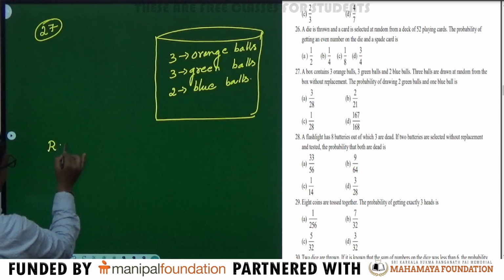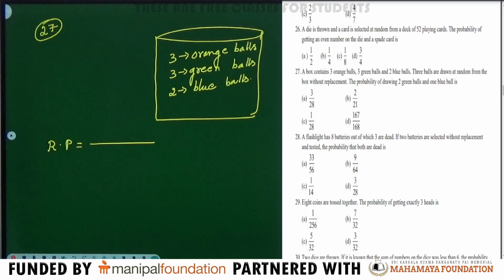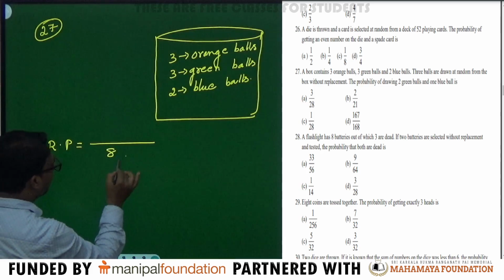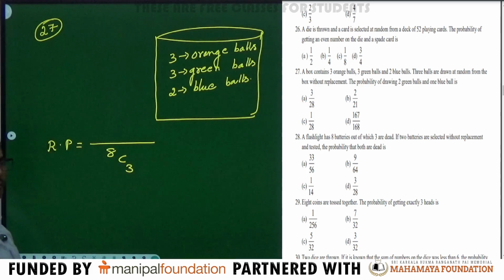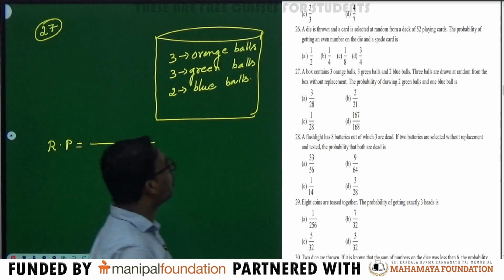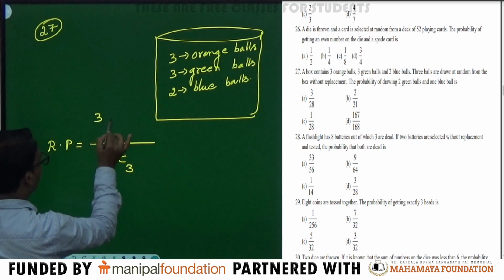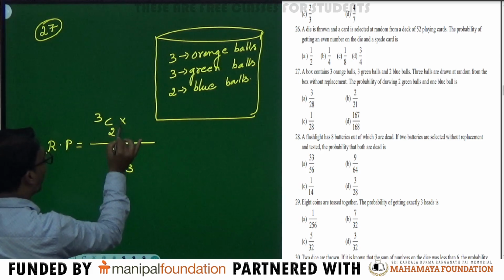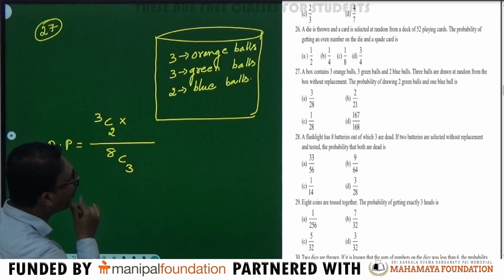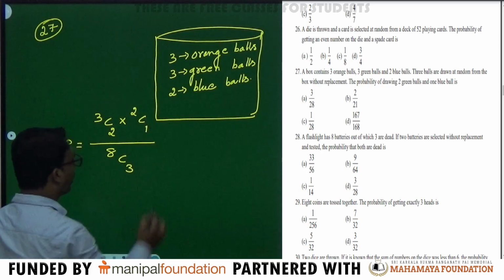Therefore, the required probability: the total number of balls is 8. Out of 8, we are selecting any 3 balls. This is the number of elements in the sample space. Out of that, 2 are green balls and 1 is a blue ball. There are 3 green balls; out of 3 green balls, we have to select any 2, and the remaining ball will be blue. Out of 2 blue balls, we have to select any 1.